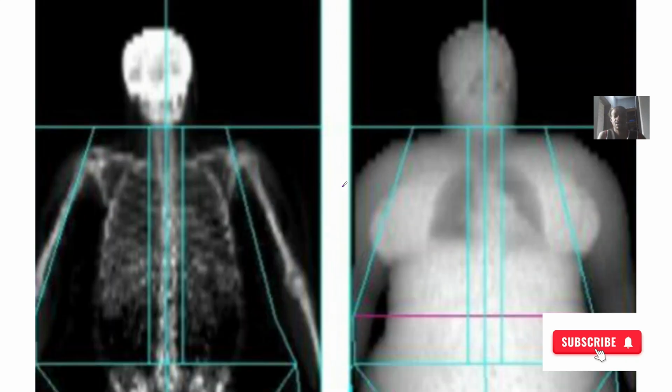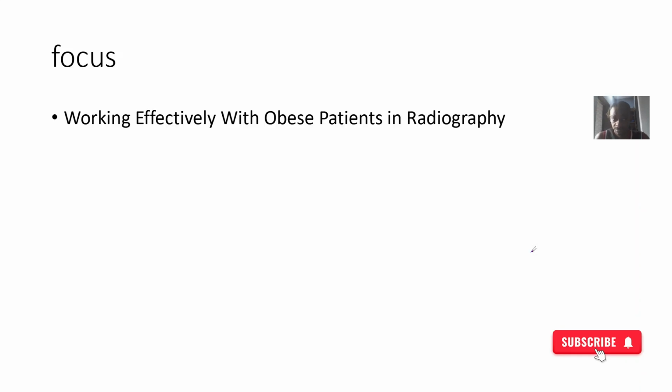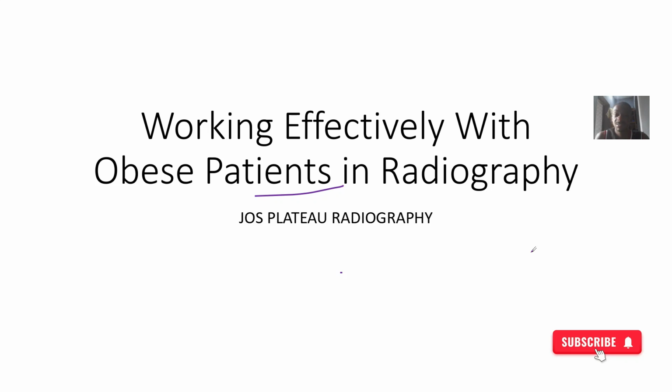Okay, so let's look at this. So it's a normal patient. This is a patient that is so obese. Of course, handling obese patients for imaging is hard. Then also, trying to interpret the images you get is also hard.